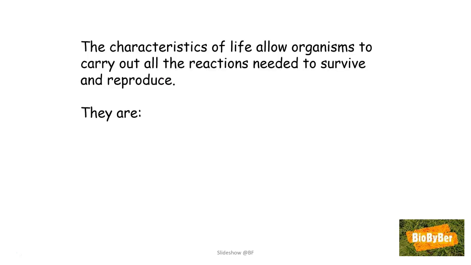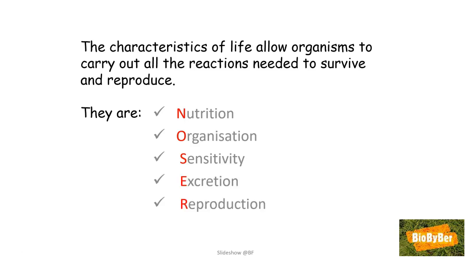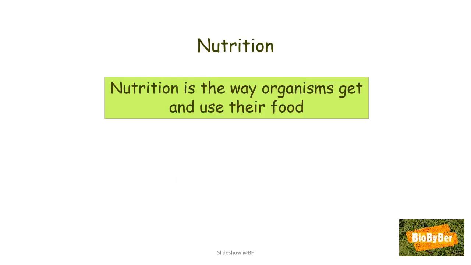So basically, in a nutshell, the characteristics of life allow organisms to carry out the reactions needed to survive and reproduce. They are nutrition, organization, sensitivity or response, excretion, and reproduction. We're going to take each one of these characteristics in turn and delve into them a little deeper. This will range over a broad area of the course and will help pull together everything we've learned already.